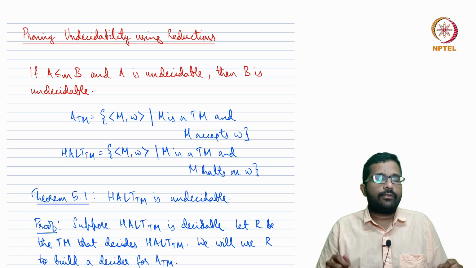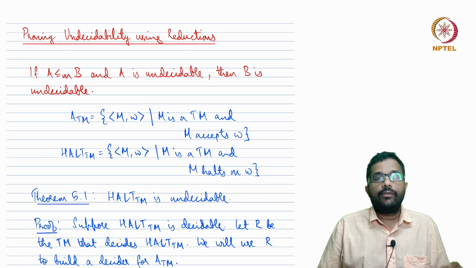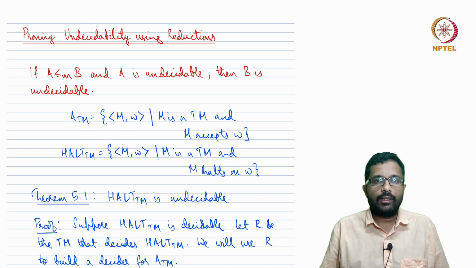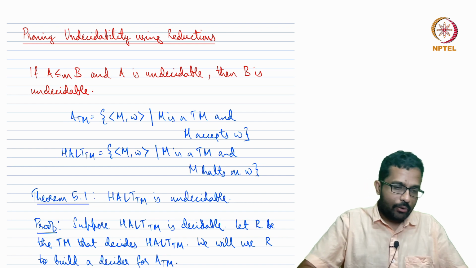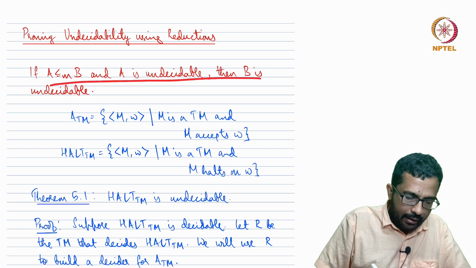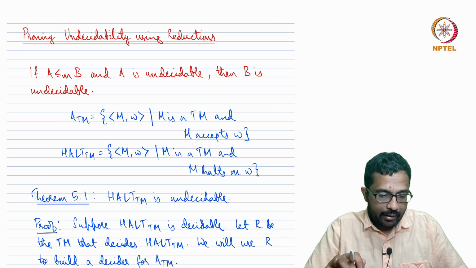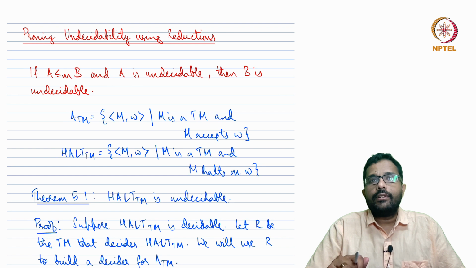The other result that followed was that if A reduces to B and A is undecidable, then B is also undecidable. So that is what I have written over here. If A reduces to B and A is undecidable, then B is also undecidable. And this is going to be very useful for us.